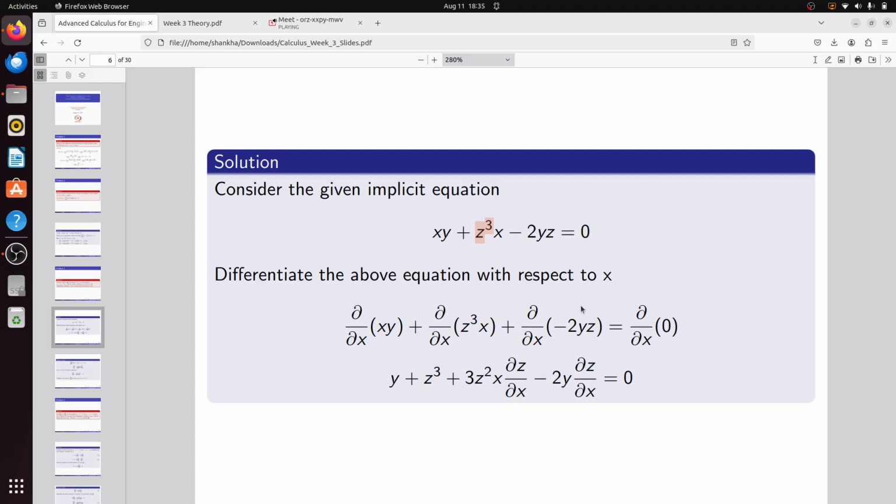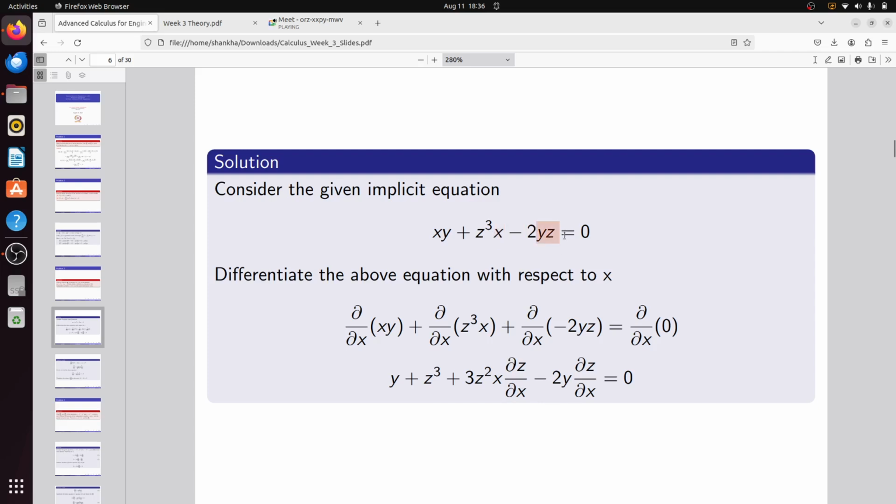Okay, so differentiate the above with respect to x. First take the derivative with respect to x. So del x of xy plus del x of z cube x plus del x of minus 2yz and del x of 0. This will be y plus z cube, because when you take the partial derivative of z cube x, you get z cube, and then the derivative of z cube gives 3 z square times del z del x, so 3z square x del z del x, minus 2y.